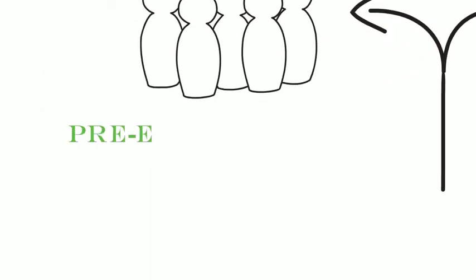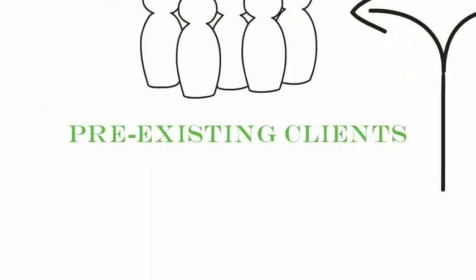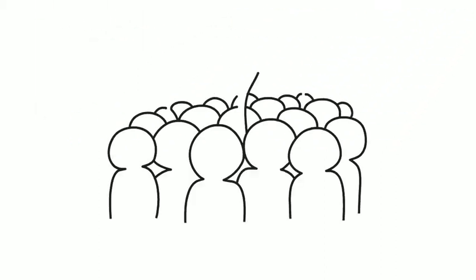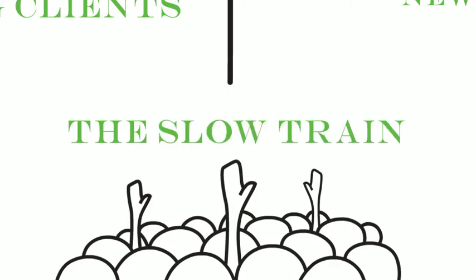The first group we will call pre-existing clients for everybody who is currently in your database. The second group we will call new clients, or for new clients going forward. Now, if you're really adventurous, you can go ahead and add an optional third group here that we would call the slow train. We'll talk about that at the end.